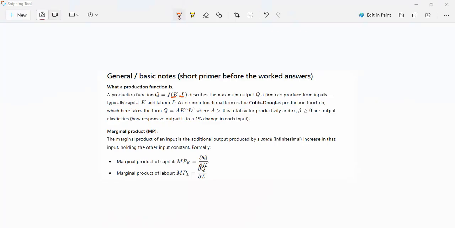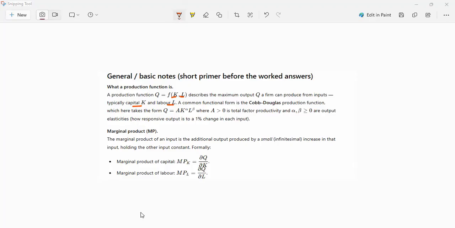So literally, the production function can simply be written as Q is equal to F of capital and labor. It describes the maximum output a firm can produce, typically using the inputs capital and labor. So we use what is called the Cobb-Douglas function, which is given by Q is equal to A K^alpha L^beta. The A is simply the total factor productivity.